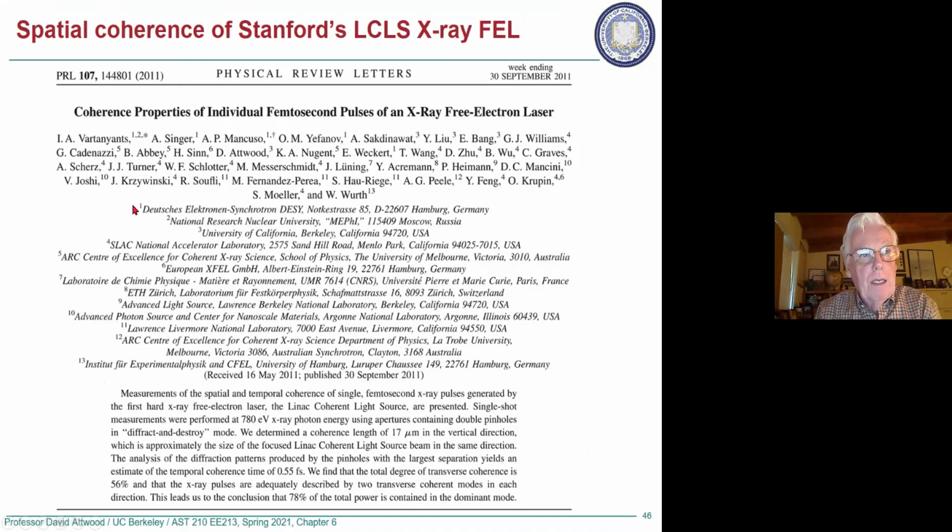Ivan Vartanyants led this. He was from Hamburg, the university and the lab, DESY, and it was led on our part by Anne Sakdinawat, who's the co-author on the book. There are other names in here that keep appearing over and over. Bill Schlotter, who's at the ALS, I think he's an author on that paper I posted. Josh Turner, Regina Soufli, who makes multilayer mirrors, etc.